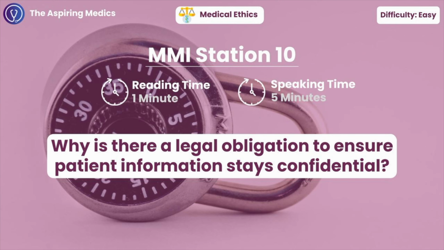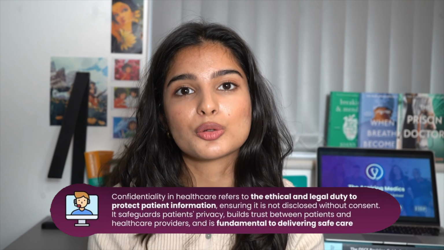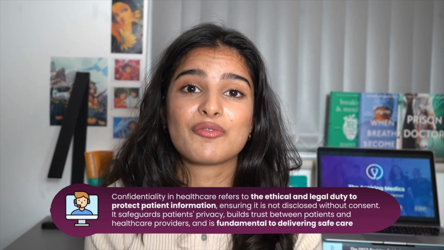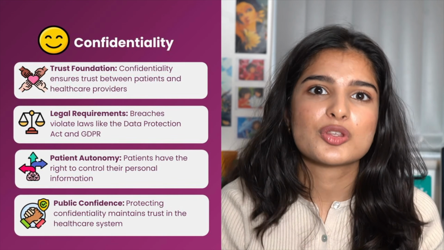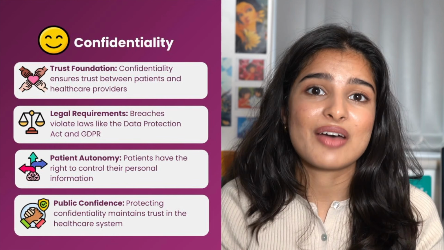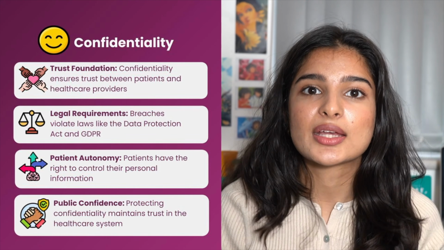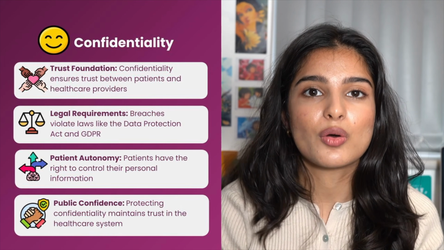Station 10. Why is there a legal obligation to ensure patient information stays confidential? So confidentiality laws protect patient privacy, they maintain patient trust, and therefore it's a legal requirement in the UK. These laws protect patient privacy since they safeguard very sensitive patient information such as their phone numbers and house addresses from being misused. And these laws also prevent data breaches with strong guidelines and regulations such as having double authentication for all the devices being used to hold patient data, as well as measures like healthcare professionals not being allowed to take sensitive patient information home with them. They have to stay in hospital.